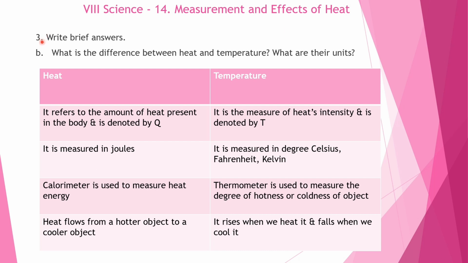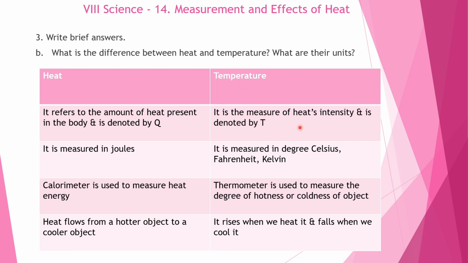Next question. What is the difference between heat and temperature? What are their units? This is heat, this is temperature. It refers to the amount of heat present in the body and is denoted by Q. The amount of heat present inside any object is called heat. It is shown by Q. It is the measure of heat's intensity and is denoted by T. How hot or how cold the object is. What is the intensity of the heat present in the object? That is called the temperature.